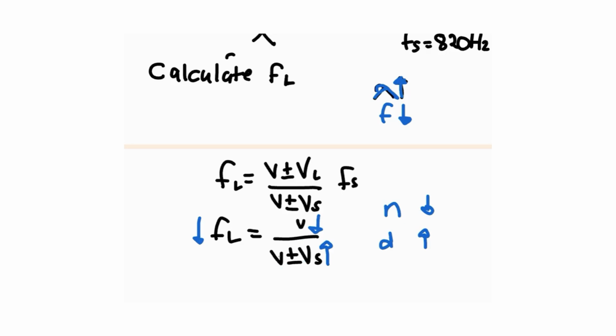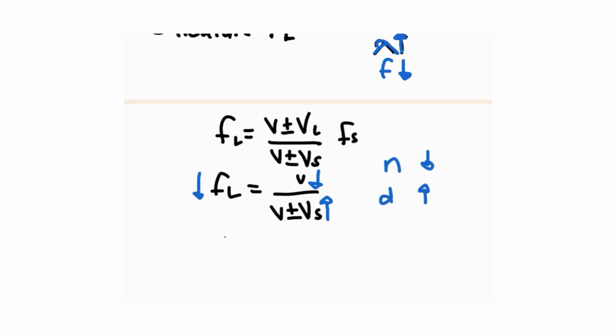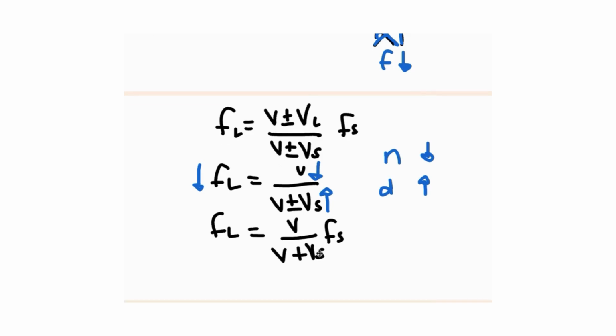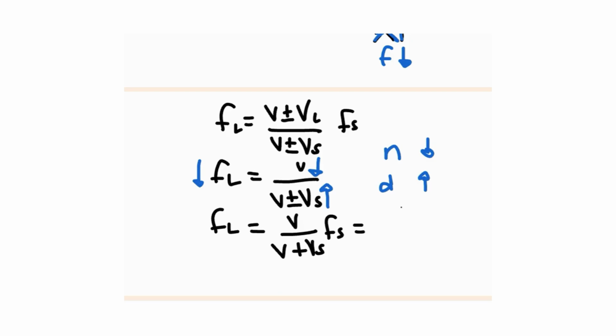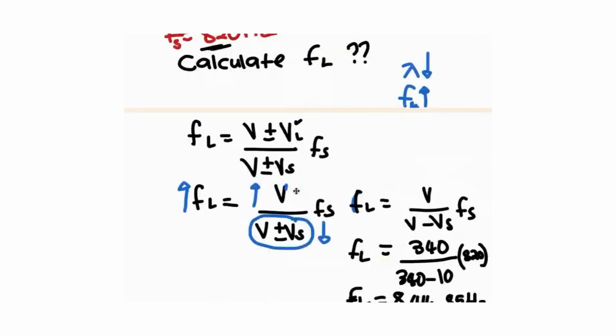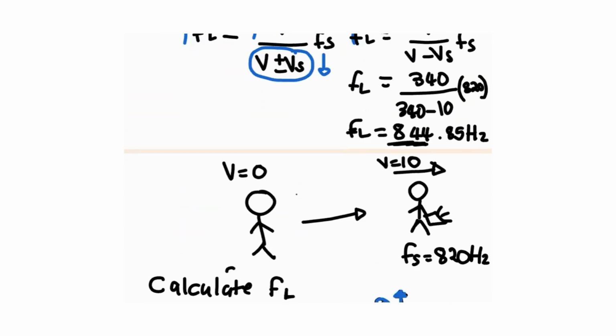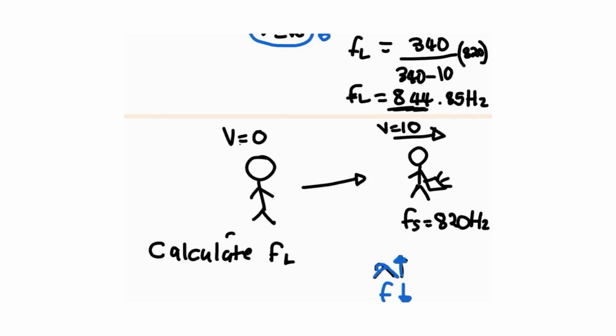Remember, if something has to be big, we add. That's how you can just grab it. If you want to make it big, you add. So it means we are going to work with a plus. V over V plus Vs times Fs. Now we can start substituting. Our V is still 340. I just need to also add that because I realized that I did not add it. Yeah, this is the velocity of the listener and the velocity of the source, and then the velocity of the sound, the speed of the sound, is 340.